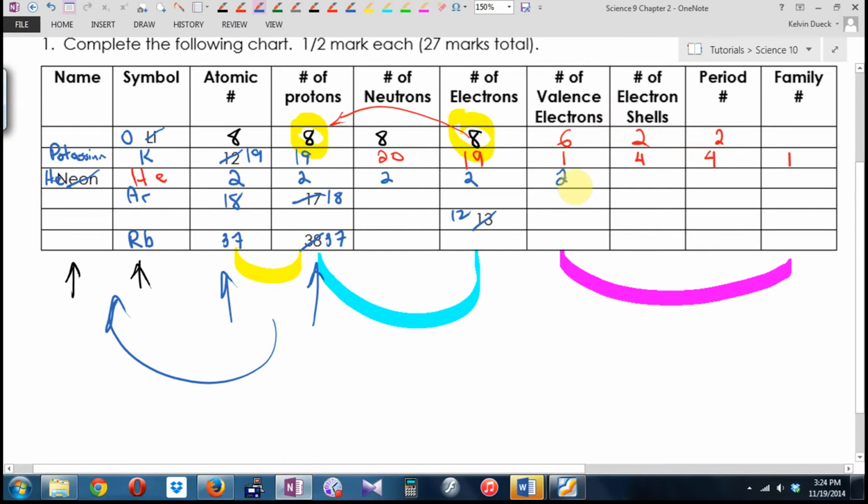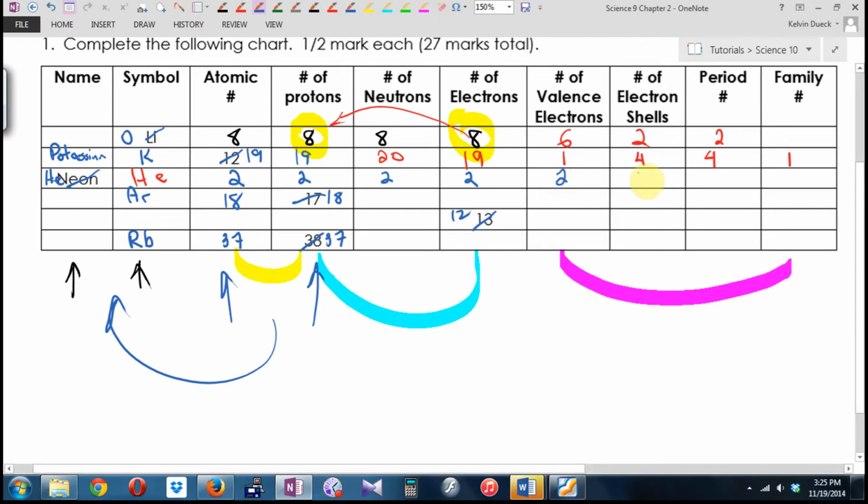How many electron shells from the periodic table? Yes, just 1. First row. Remember, shells is rows. And I haven't thought of a good, stupid way to remember that shells and rows go together. But shells, periods, and rows are the same thing.